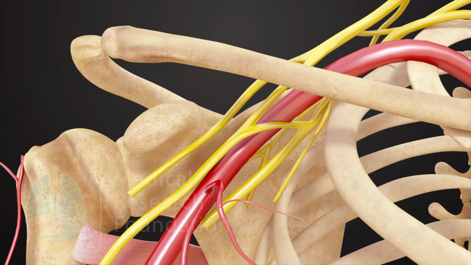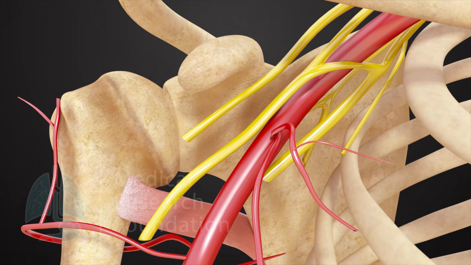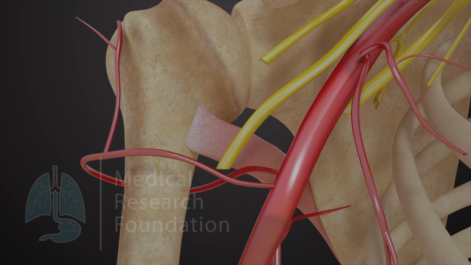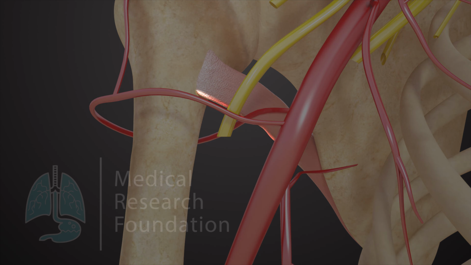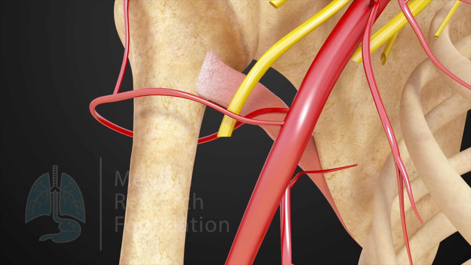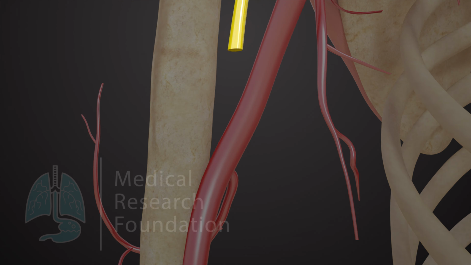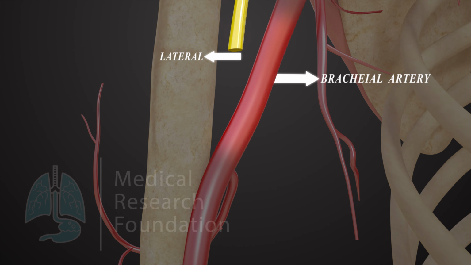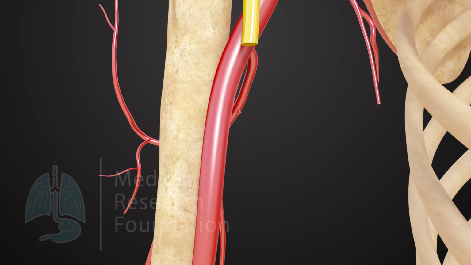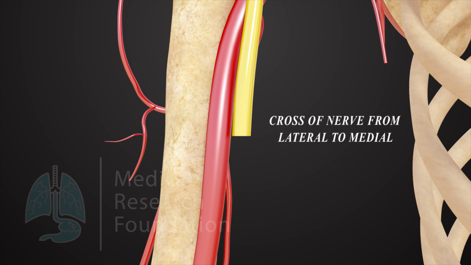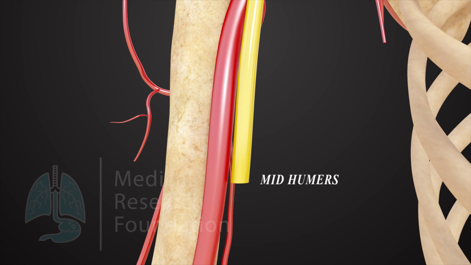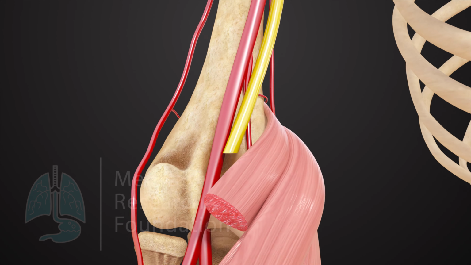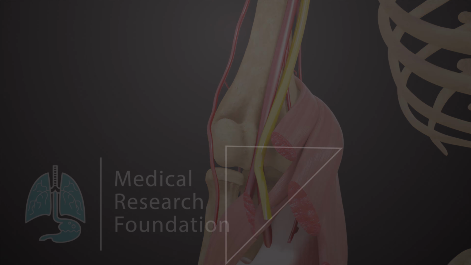In the axilla, the median nerve lies on the lateral side of the third part of the axillary artery. It enters the arm at the lower border of teres major. In the arm, initially the median nerve lies lateral to the brachial artery and then crosses in front of the artery from the lateral to medial side. At the level of mid-humerus, after crossing, it runs downwards to enter the cubital fossa.